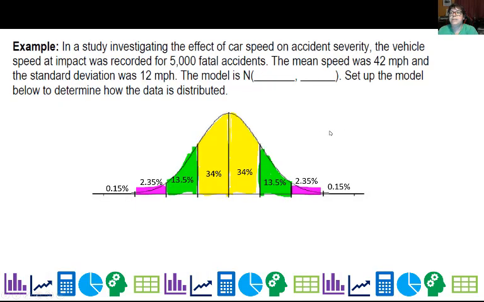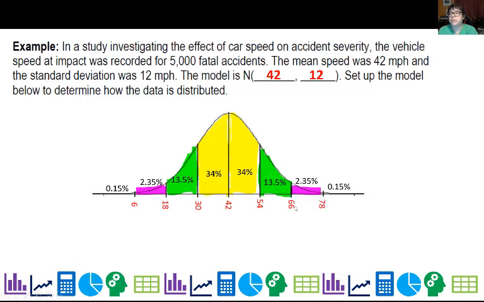Let's go ahead and look at a study investigating the effect of car speed on accident severity. So they recorded vehicle speed on 5,000 fatal accidents. The mean was 42. Standard deviation is 12. So we're going to go ahead and set up our model. 42 is the mean, and then I'm going to go 12 away in each direction.